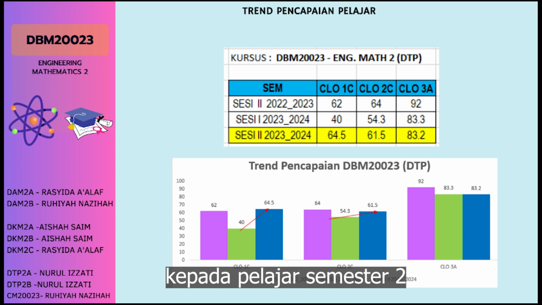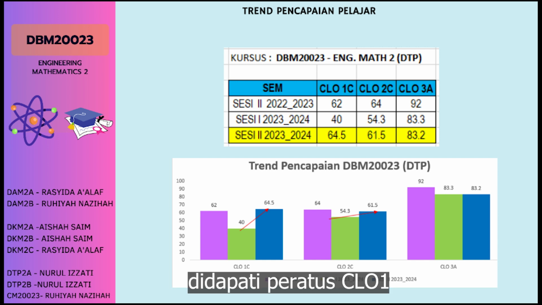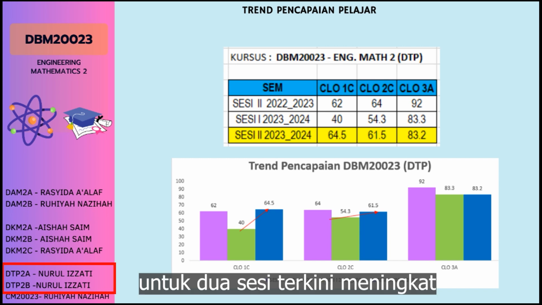These apps have been tested on Semester 2 students of the Diploma of Mechanical Manufacturing Engineering program. It was found that the percentage of CLO1 and CLO2 for the last 2 sessions increased.